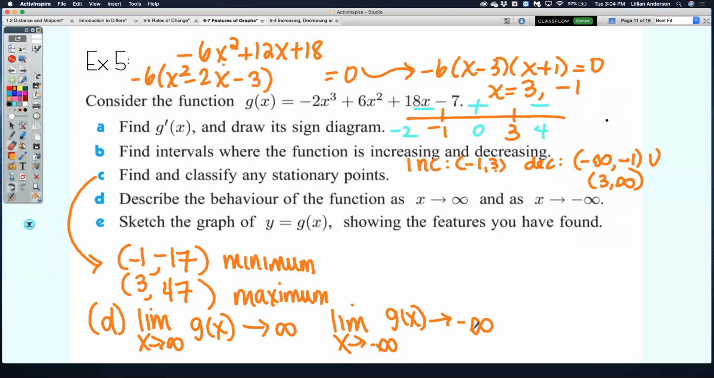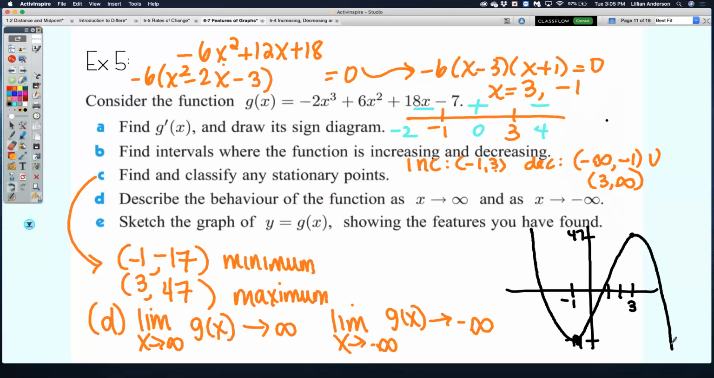I have to use all this information to sketch this graph using the features that I found. Well, I found a maximum at -1, -17. I'm sorry, minimum at -1, -17. And then there's a maximum at 3, 47. I should be decreasing, then increasing, then decreasing. And there's a sketch of my graph, making sure I hit those few things.